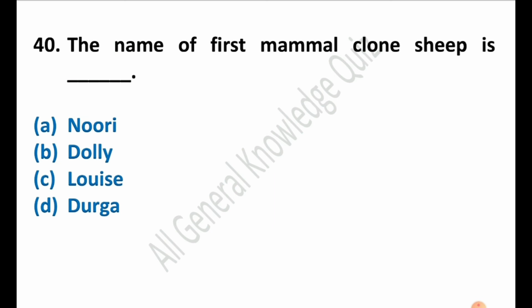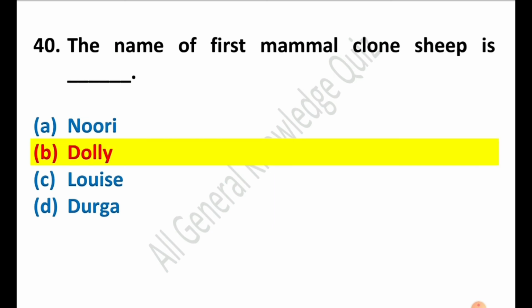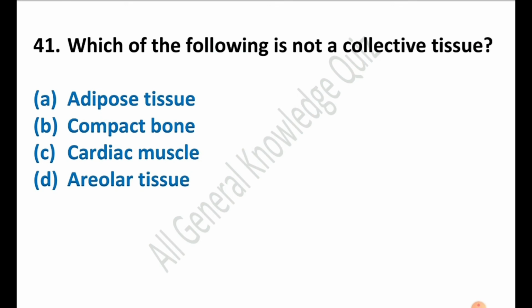option D, Durga. The answer is option B, Dolly. The name of the first mammal clone sheep is Dolly. Question number 41. Which of the following is not a connective tissue? Option A, adipose tissue. Option B, compact bone. Option C, cardiac muscle. Option D, areolar tissue.